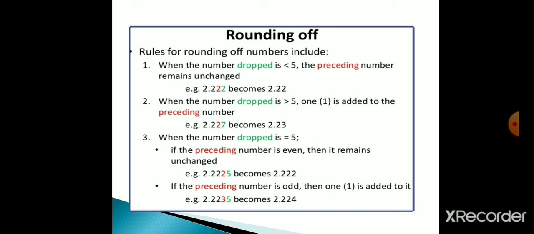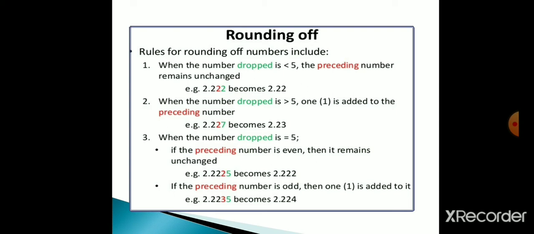For example, the number 2.222 when rounded off to 3 decimal places will become 2.22. Since the digit dropped, 2, is less than 5, the previous digit, which is marked in red, will remain unchanged.